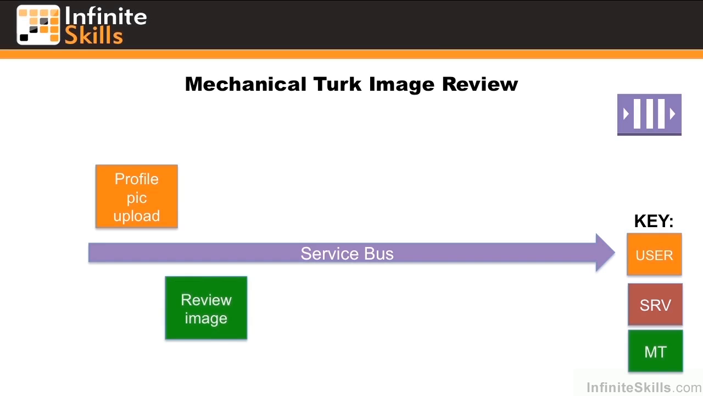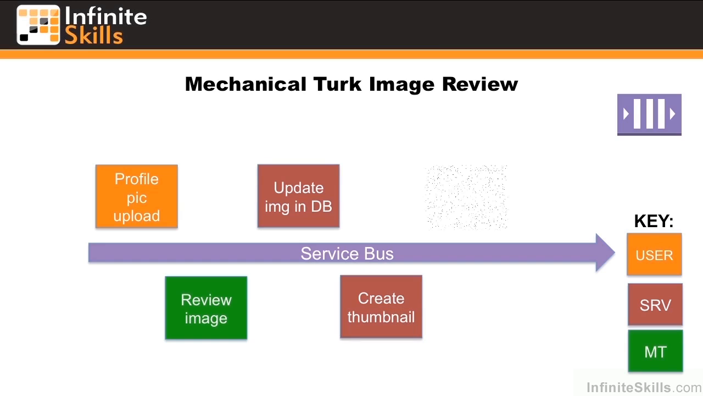So we have a review image phase, which is being processed by Mechanical Turk. An actual human could pull an image off of a queue and review it and put it back on if it does in fact match the sex of the person who put it on. We then have a server updating the image in the database, creating a thumbnail, storing the thumbnail in S3, and then updating the database.